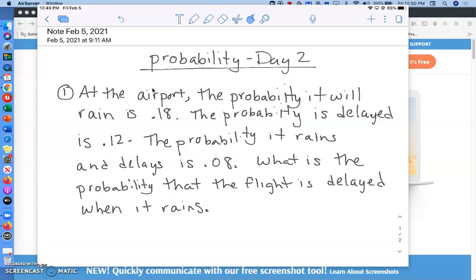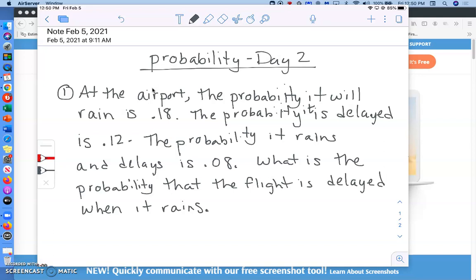So when we look at this problem, the probability that it'll rain is 0.18, the probability it is delayed is 0.12, and the probability it rains and is delayed, I'm sorry, this should be "it is delayed," is 0.08. What is the probability that the flight is delayed when it rains? In my mind, I immediately jump to the 0.08. But that's that they are both happening. So we want to know the probability that the flight is delayed when it is raining.